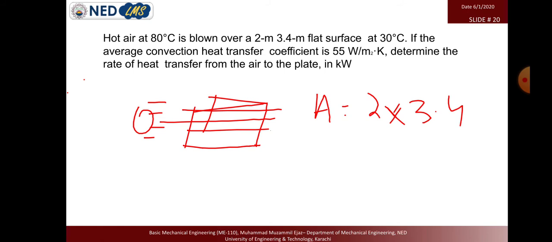The air temperature is 30 degrees centigrade, and the average convection heat transfer coefficient is 55 watt per meter square Kelvin. Determine the heat transfer from air to plate. We have to find out how much heat transfer will take place over this 3.4 meter long and 2 meter wide flat surface. So we need to find Q dot in kilowatt.